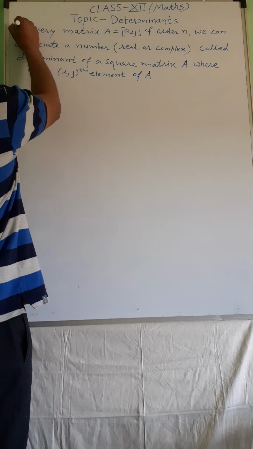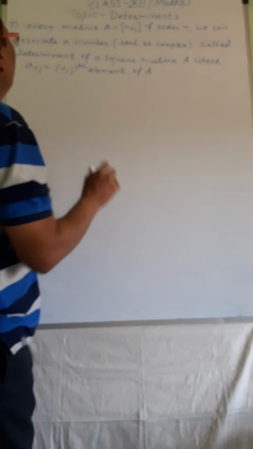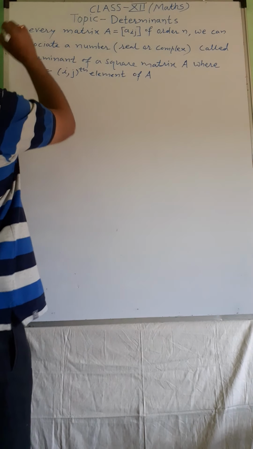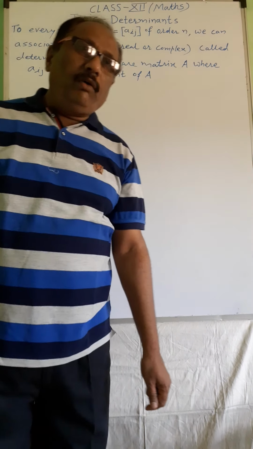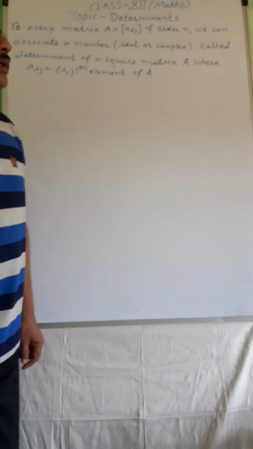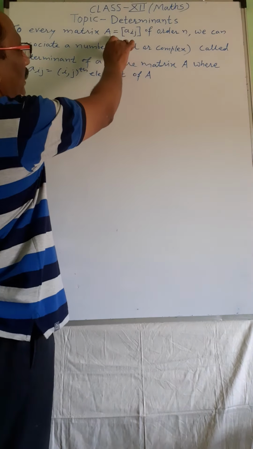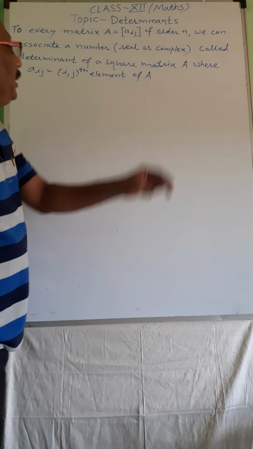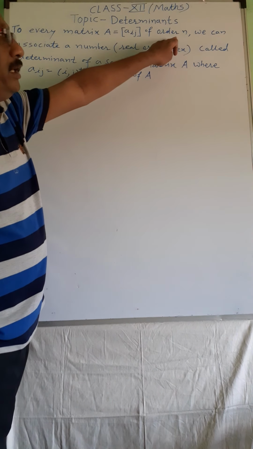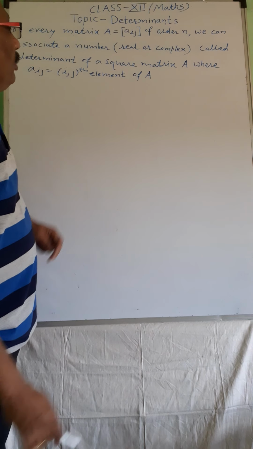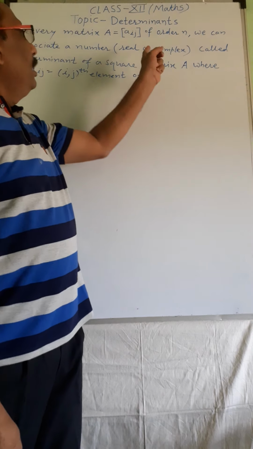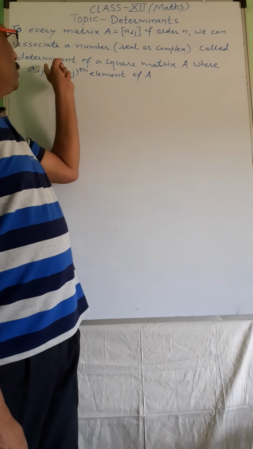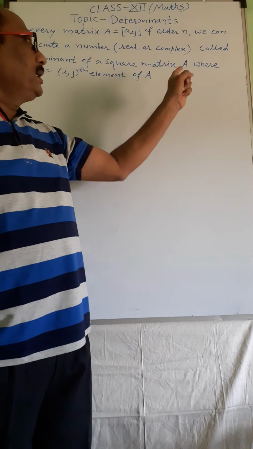What is a determinant? Let me see the definition. A determinant is the value of a square matrix. For every square matrix A = [Aij] of order n, we can associate a number, which may be a real number or a complex number, and this is called the determinant of the square matrix A.